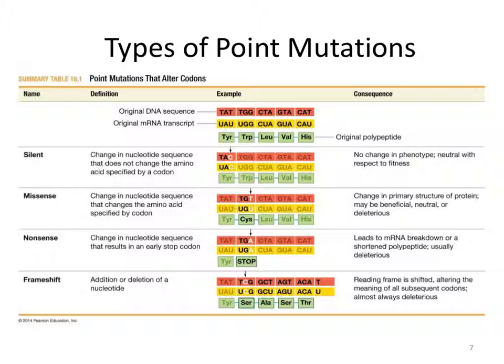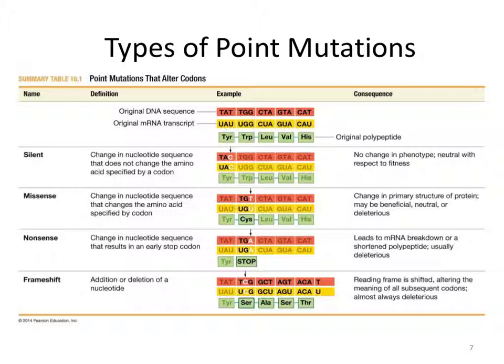A deleterious mutation is one that has a harmful effect on the phenotype of the organism and therefore a harmful effect on the organism's fitness. So that might mean that you lost a protein entirely or that the protein was less functional and therefore the phenotype influenced by that protein was harmed.